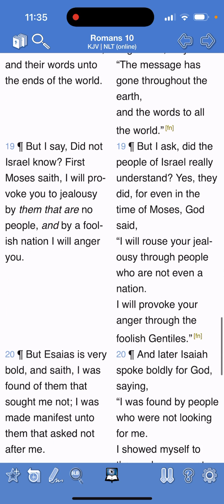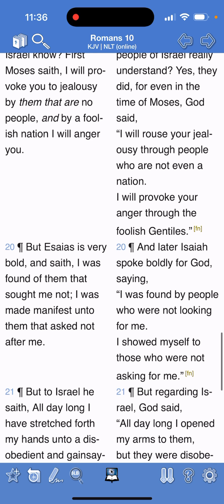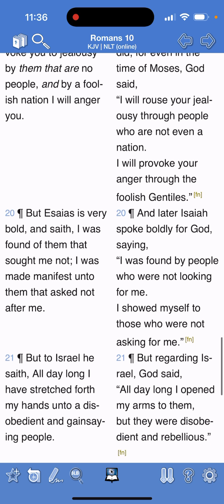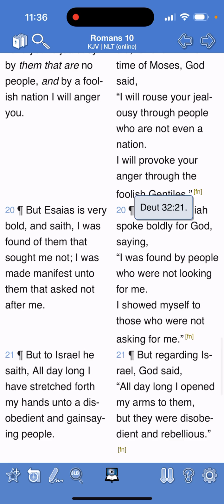Verse 19, but I say, did not Israel know? First Moses said, I will provoke you to jealousy with them that are no people, and by a foolish nation I will anger you. But Esaias, again, so you can go there. All right. You can click this button here. Deuteronomy 32:21 is what he's quoting. But Isaiah is very bold and saith, I was found of them that sought me not. I was made manifest unto them that asked not of me.